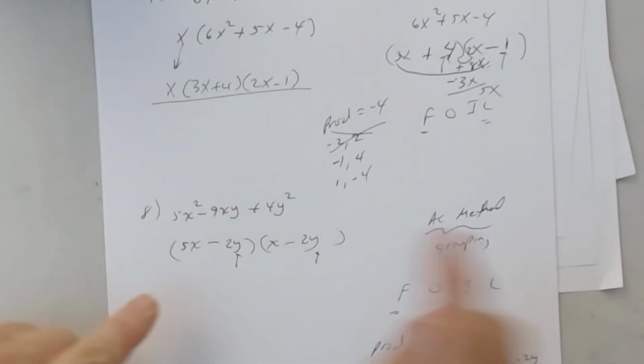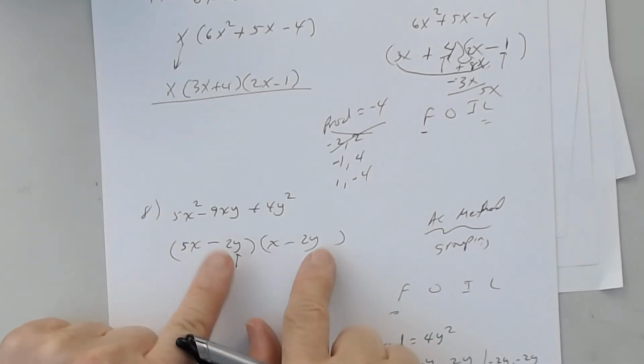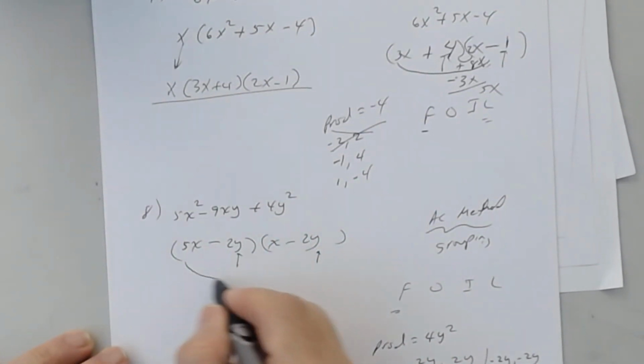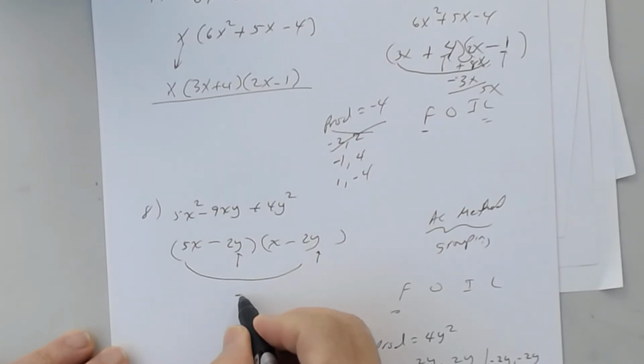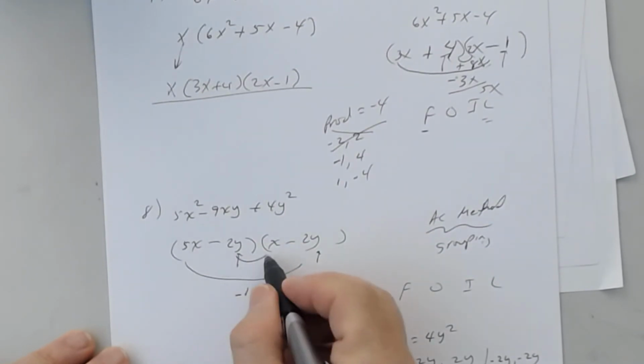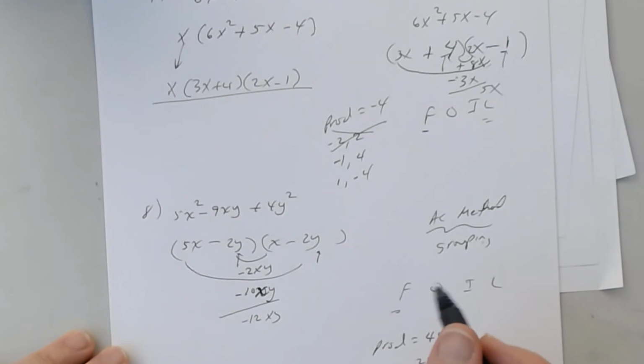All right, now I've got to check. What's 5x times x? 5x squared. Let's go to the last. What's a negative 2y times a negative 2y? Positive 4y squared. What's the outer? Negative 10xy, right? What's the inner? What do I get, though? Negative 12xy. Is that what I wanted? No. So that means you have to try what?